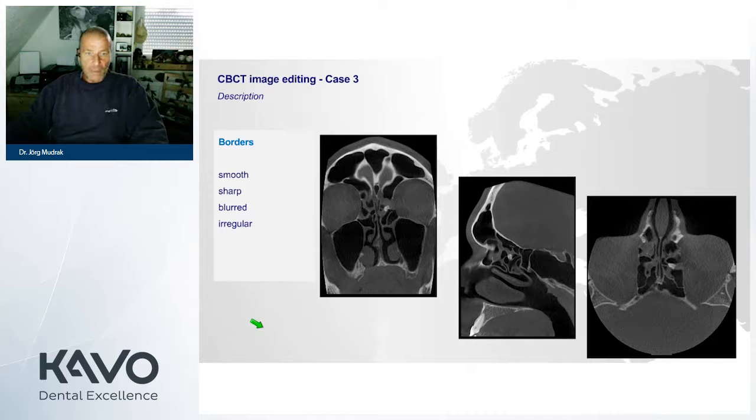The borders are quite sharp or regular, so it's well defined. There is no destruction anywhere. And the neighboring structures, I think it's more or less embedded. It's not somehow infiltrating or destructing any kind of anatomical structures.